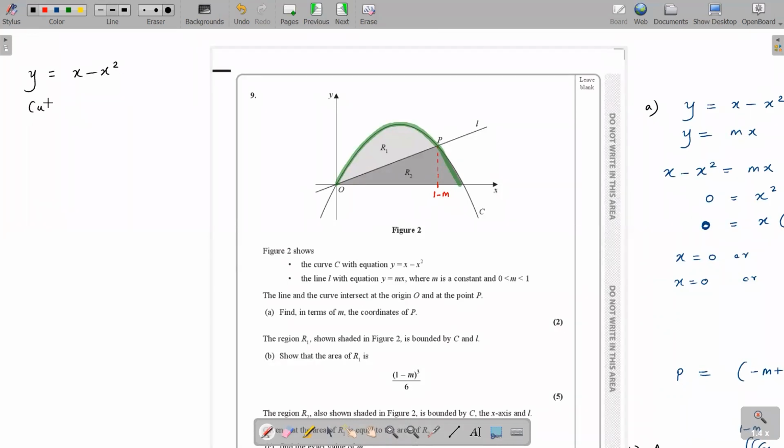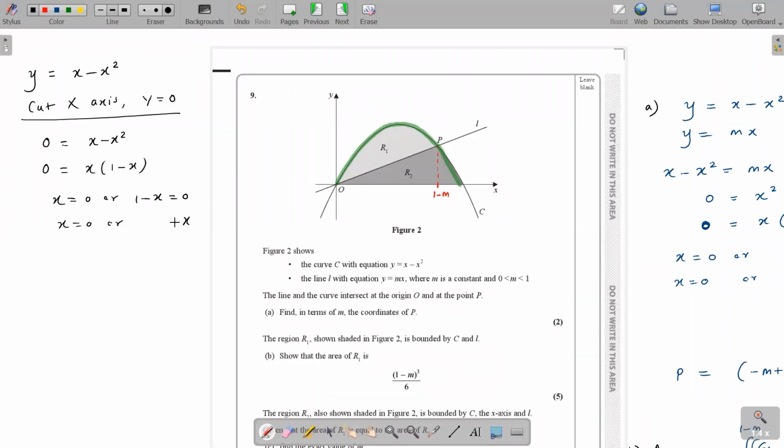When you cut the x-axis, y is 0. So 0 equals x minus x squared. Taking x out, x times (1 minus x). Do you see what we get here? x equals 0 or 1 minus x is 0. x equals 0 or 1 minus x equals 0 is x equals 1. Do you agree with me? I'll write it the other way: x equals 1. So basically this cutting point here is 1.